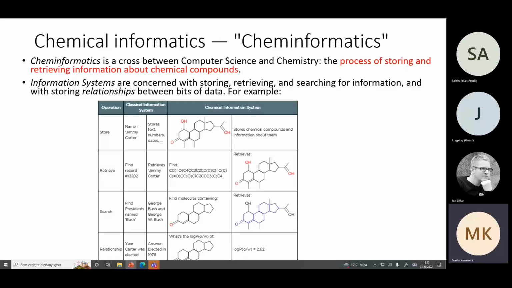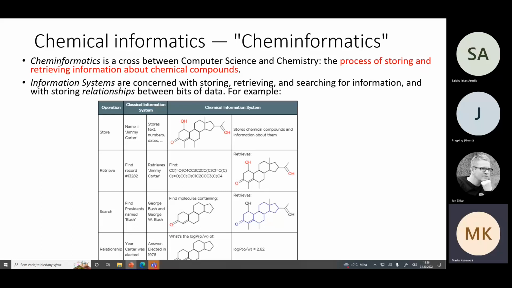How can the databases look like? In the first column of this table, we have the operations. So firstly, we deposit, we store the data in the database. Then we retrieve them and search, and we can also deal with the relationships.